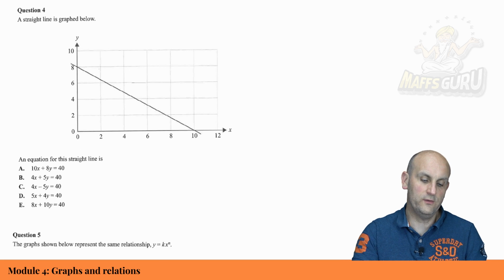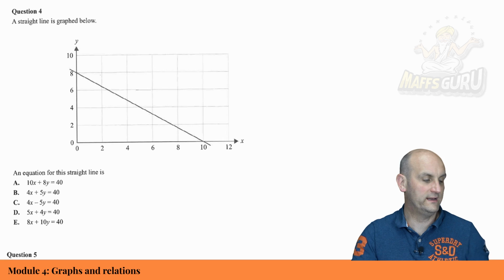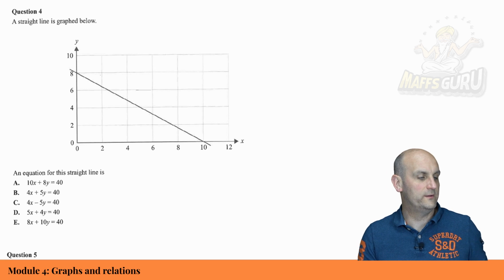Straight line is graph below. There's lots of ways of doing this. There's a formula, and again, I'll be blowed if I can ever remember what that formula is. One of these days I'm going to learn it or have it tattooed somewhere.